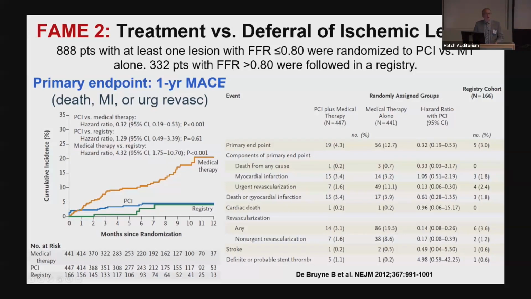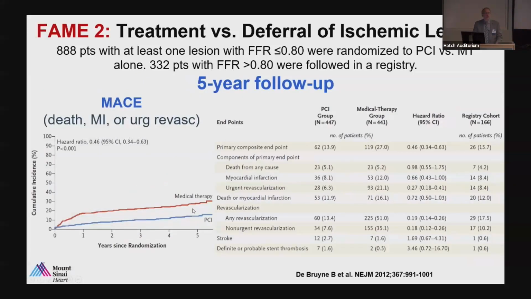Now, this trial has gotten criticism. It was an open-label trial. It was stopped early, and so it prevented seeing whether there were differences in myocardial infarction early on. But nonetheless, it was really pretty widely accepted that if you've got ischemic lesions in symptomatic patients, that you can treat the ischemic lesions and actually get results after PCI that are very similar to background coronary disease in patients without ischemic lesions that were followed in a registry.